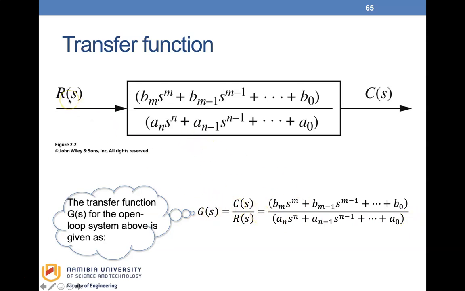You see, r of s, when the arrow goes into the box, whatever comes in gets multiplied by whatever is in and is equal to whatever comes out. So r of s multiplied by this whole lot, which is your g of s, is equal to c of s. So you can see that if you put r of s here, it will be r of s multiplied by g of s, which is equal to c of s, where this quantity here is your g of s.